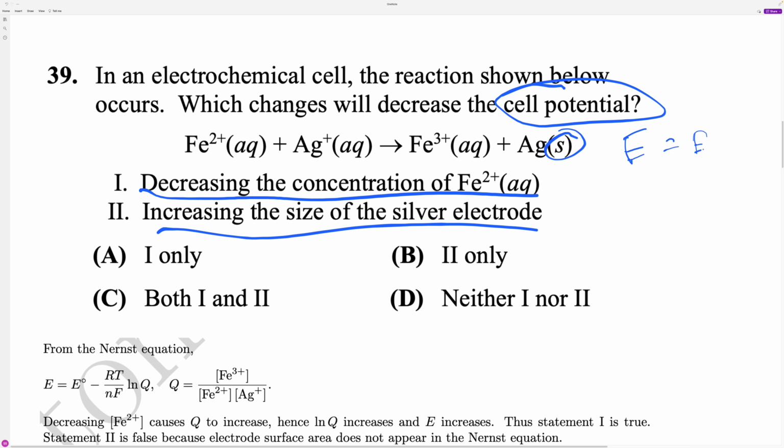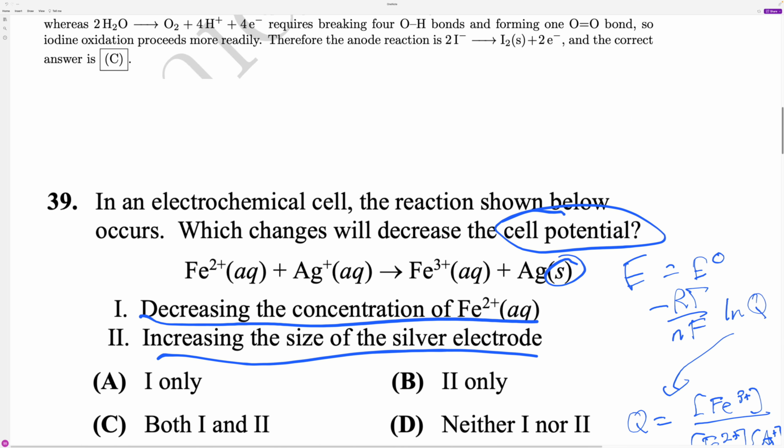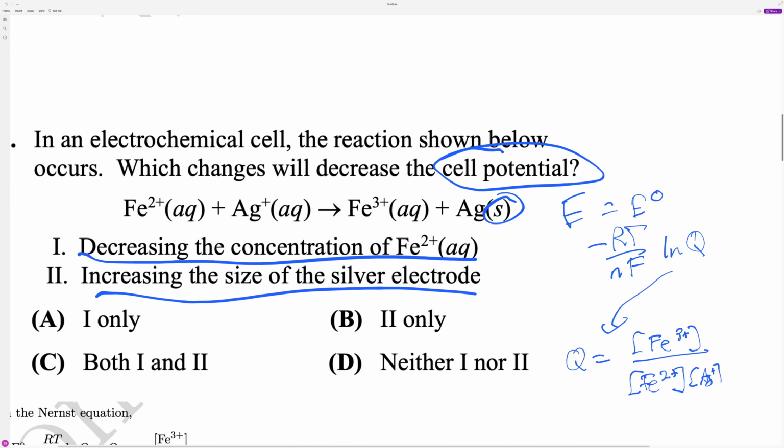So this is the Nernst equation. And in this case, Q is going to be the concentration of Fe3+ over the concentration of Fe2+ times Ag+, or rather divided. So that's going to be our Q.